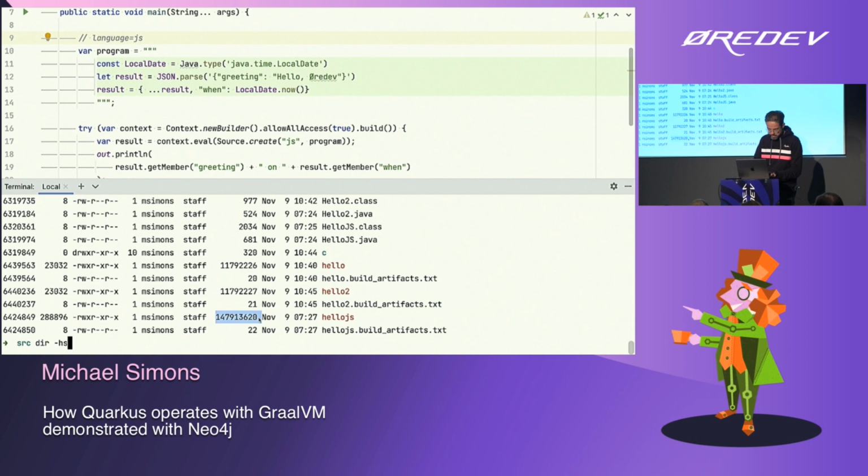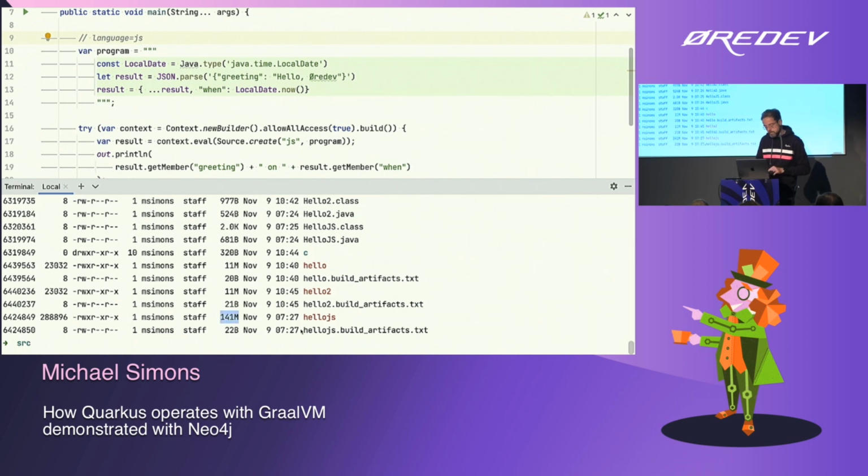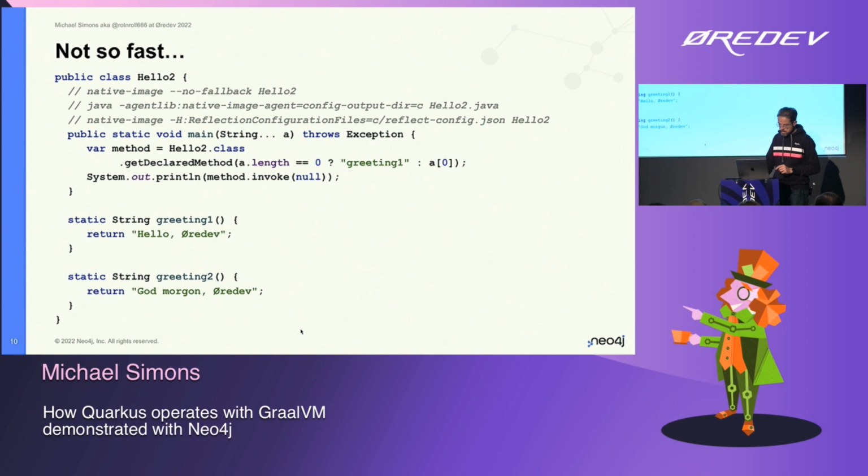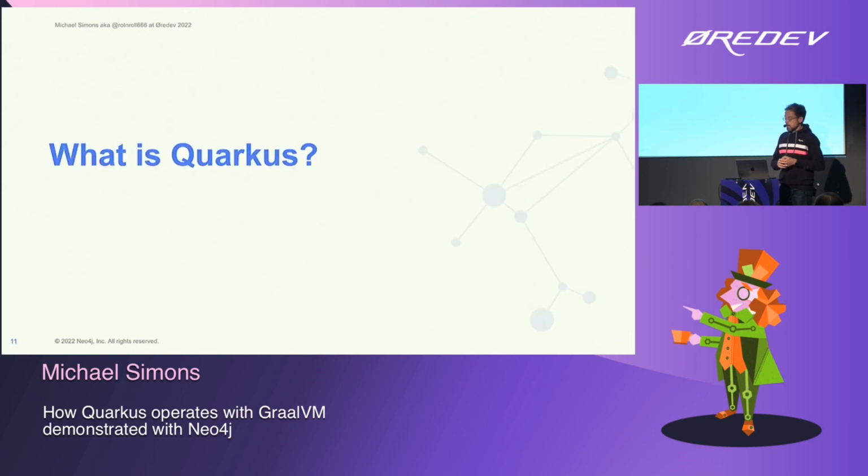The JavaScript example here is 140 megabytes big, and it's only the hello world. What it includes is the Substrate VM plus the Truffle implementation of JavaScript and like the 10 lines of code we've written. So that was like 15 minutes already of native image time. We had the example that we need to take care of the closed world assumption. Short break. Now to the other topic.